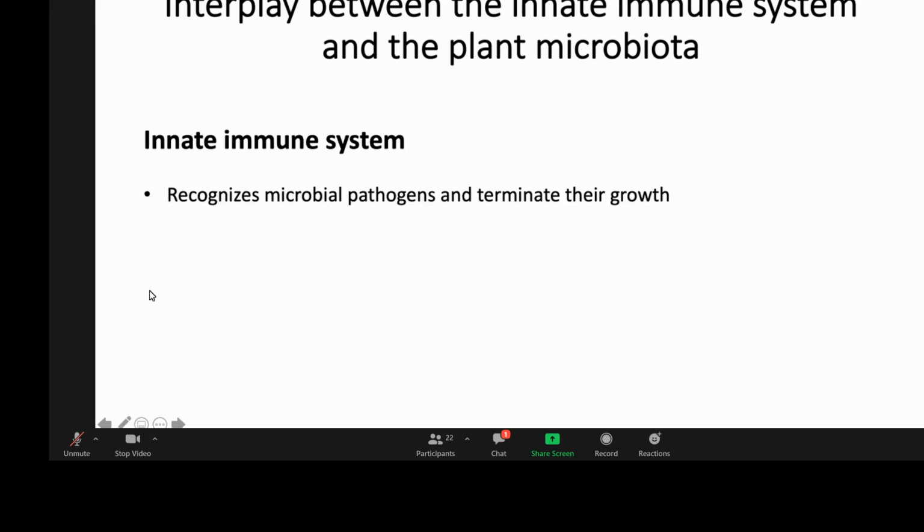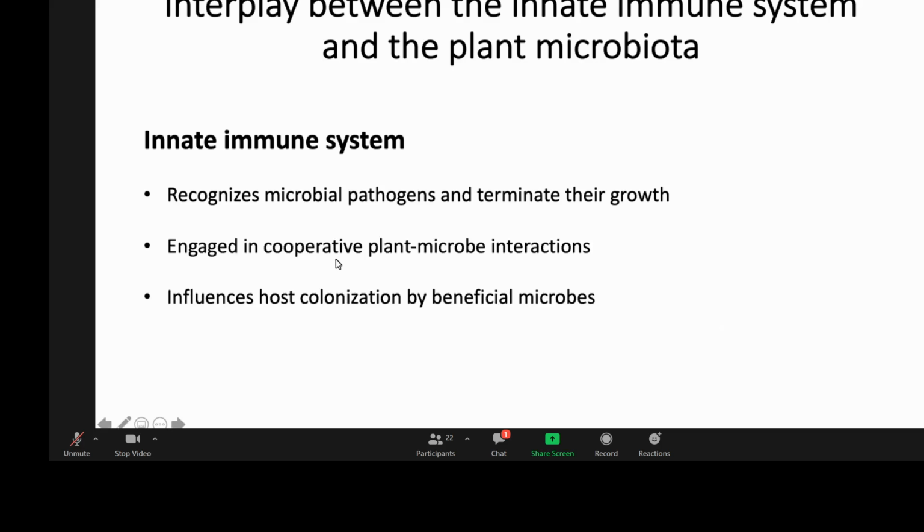So as we know, the immune system is able to recognize microbial pathogens and terminate growth. It is also able to engage in plant microbe interactions. And then interestingly, it is able to influence host colonization by beneficial microbes. And I'll say that somebody who doesn't think too much about plants and certainly doesn't think about plant immunity a whole lot, this was really interesting to me. I've never really thought about the immune system as controlling beneficial microbes. I really mostly thought about it as, if there's a pathogen, wipe it out, more or less.